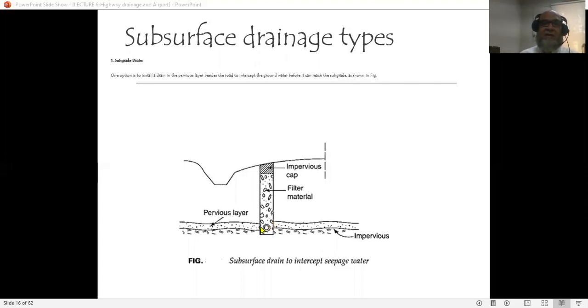Otherwise, if the size of perforation is larger, then the silt will also go and this can choke your system. So how does it work? The water from the pavement comes to this surface and then it goes like this, and all the water coming from the land side enters and is intercepted. So this is one way to intercept seepage water that is coming from the adjacent buildings.